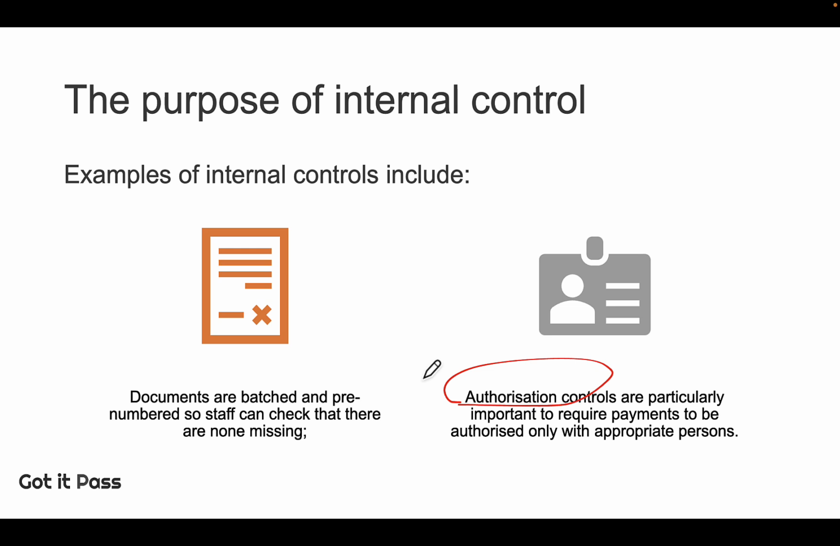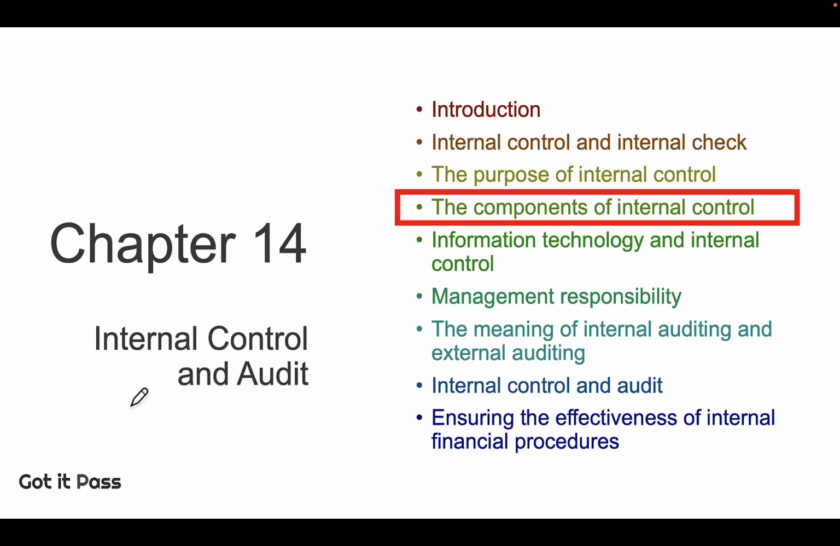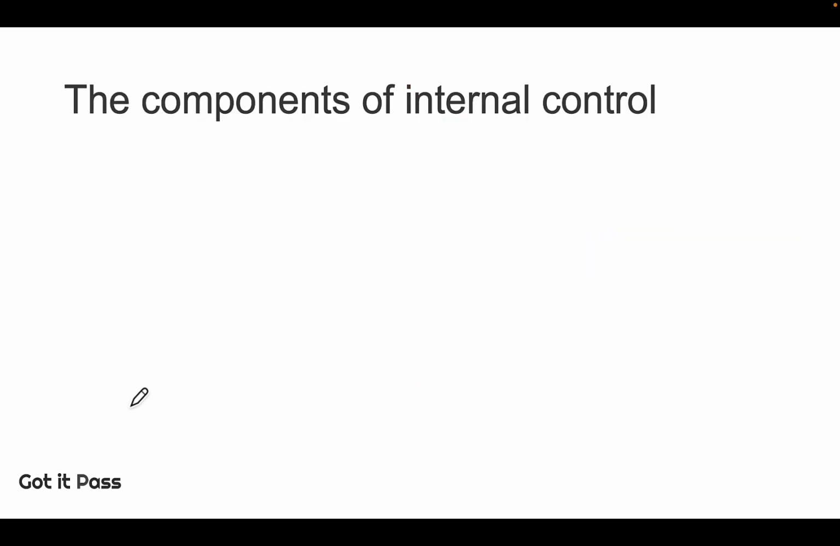And we discussed two internal control examples. One is documents, the other is authorization. And next, we will talk about the components of internal control. There are 5 components of internal control.